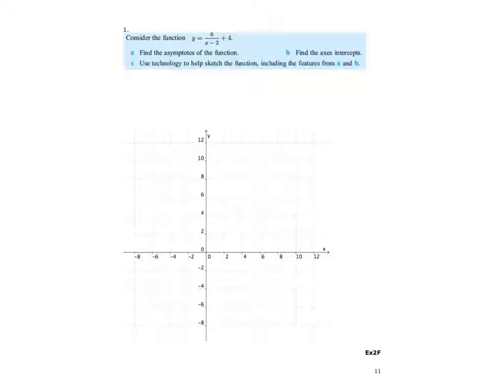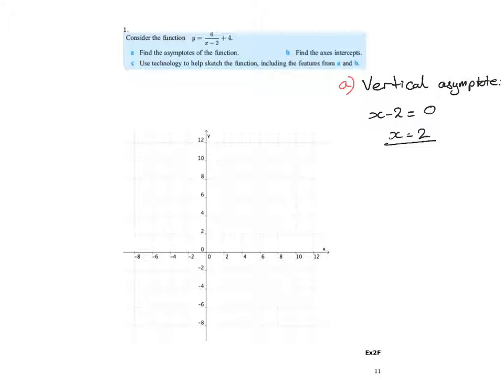Okay, so now we're going to try and consider the function y equals 6 on x minus 2 plus 4. Find the asymptotes of the function. Okay, so for part A, let's consider the vertical asymptote first. Okay, so that's when the denominator is equal to 0. So that's when x minus 2, which is the denominator, equals 0. So that's when x equals 2.